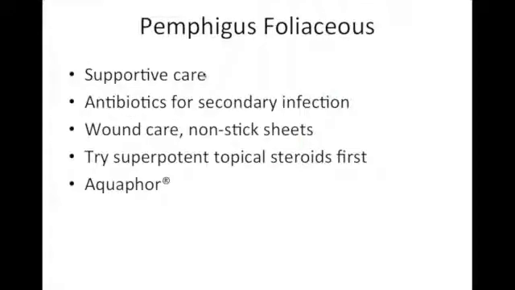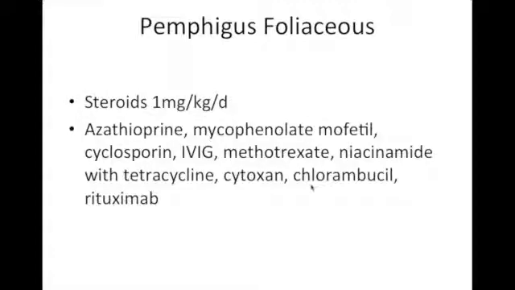BP. Once admitted, supportive care, obviously if there's fluids that are needed, antibiotics for secondary infection. Clearly, if you feel that there's infection, cultures are also warranted. Wound care, non-stick sheets. You can try super potent topical steroids. However, as many of you know, PF is pretty resistant, and we do end up using systemic steroids and steroid-sparing agents. Systemic steroids, once we admit them, IV steroids, we provide 1 mg per kg per day.